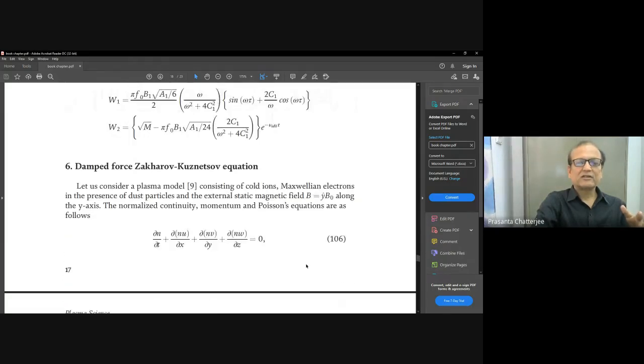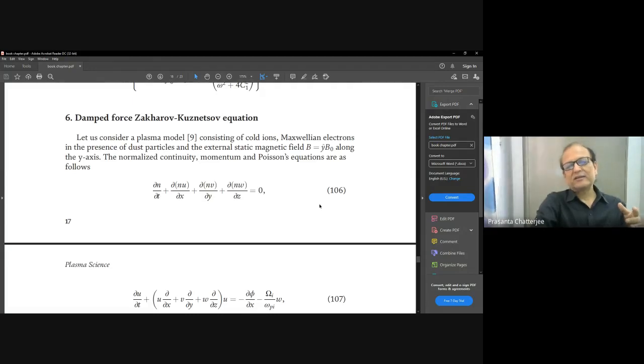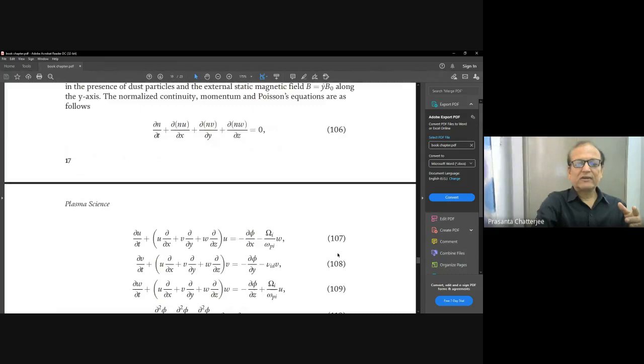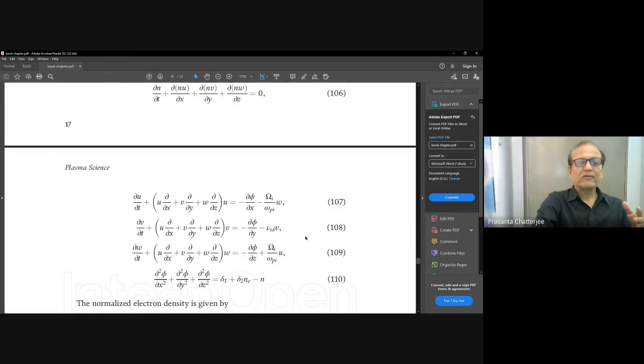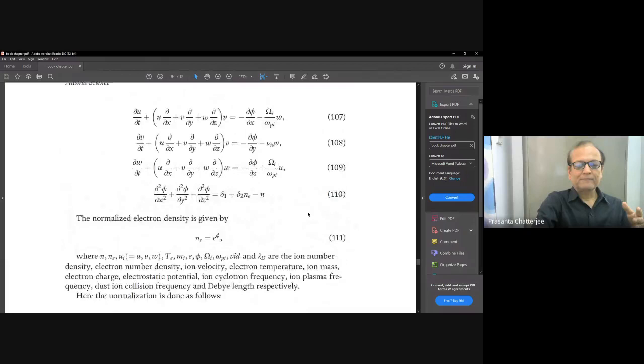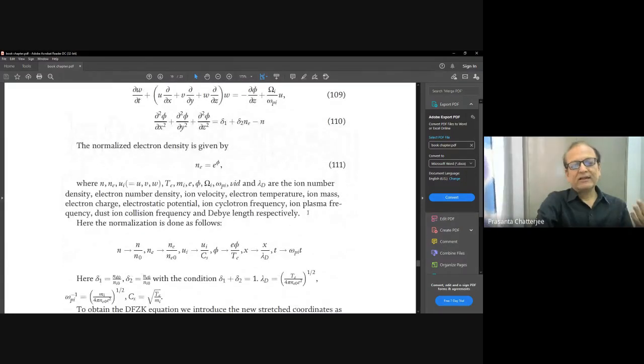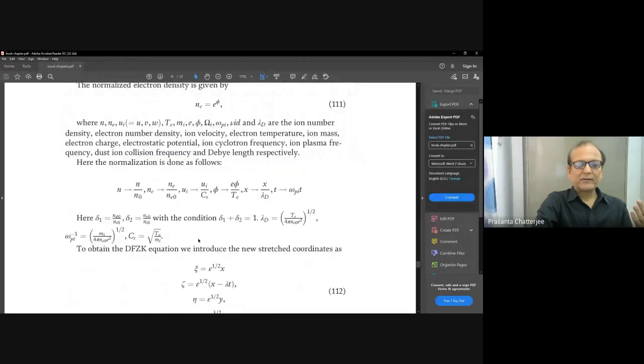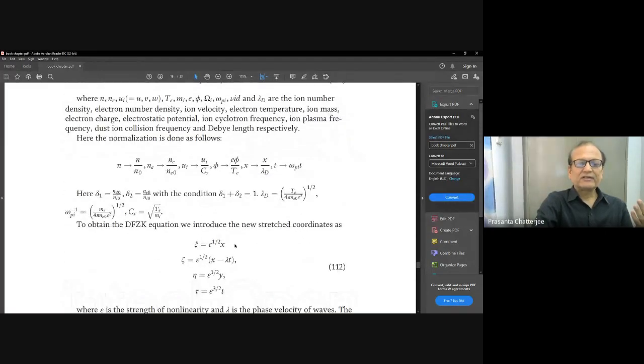So one such model is considered here. Here, del del t is the same, and x, y, and z directions are taken. Equation 106 is the equation of continuity. Equations 107, 108, and 109 are the equations of motion in the x direction, y direction, and z direction. And equation 110 is the Poisson equation. Similarly, the normalizations are given in this way, and the stretching is like this.